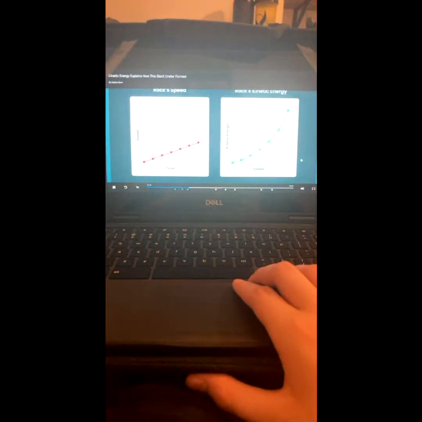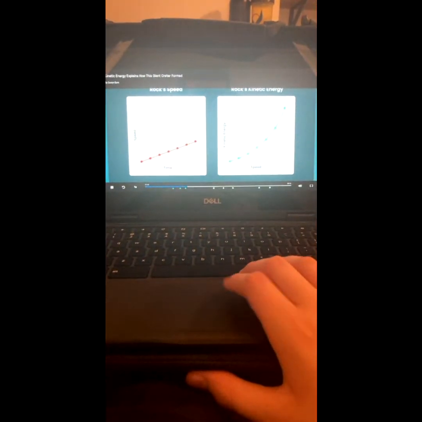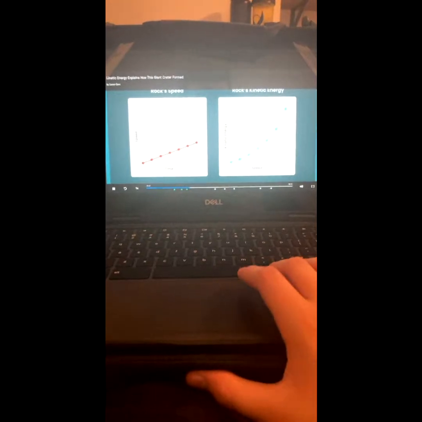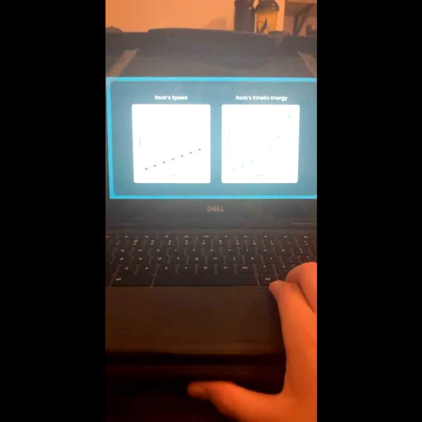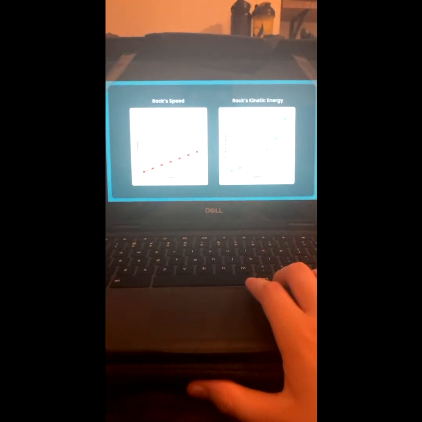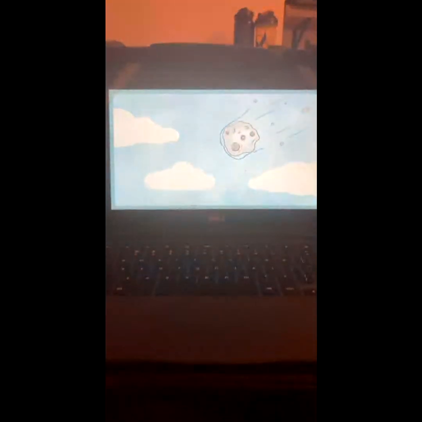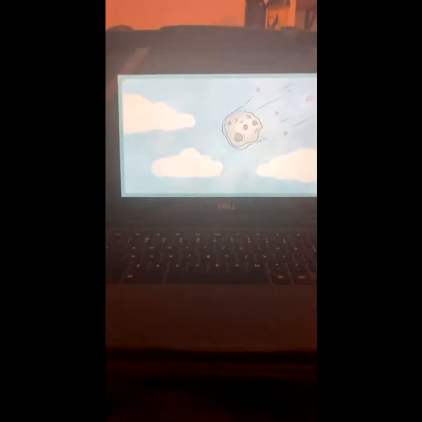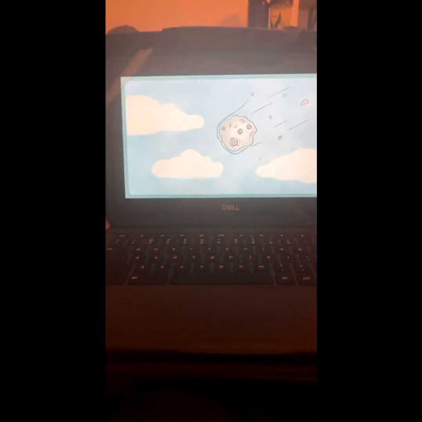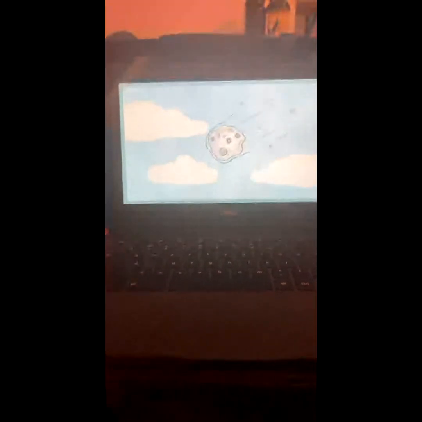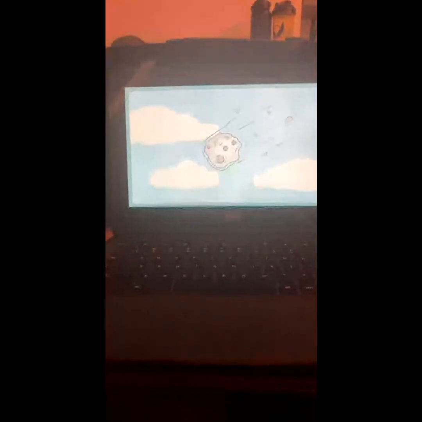This graph shows that as the rock falls, it not only speeds up, it gains kinetic energy. Comparing the two graphs, we can see that as speed increases, so does energy. The faster an object moves, the more kinetic energy it has. Anything falling from space will have the same minimum speed, at least 11 kilometers per second. That's thousands of times faster than a car can drive.